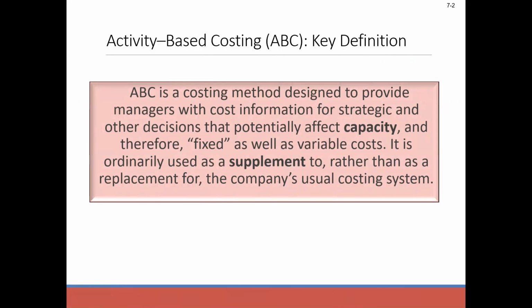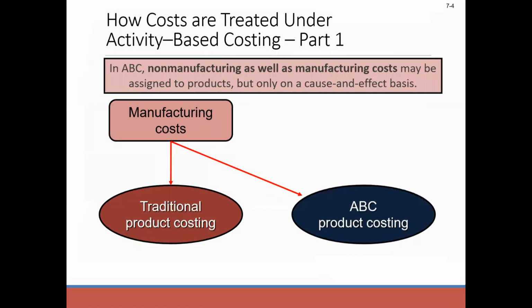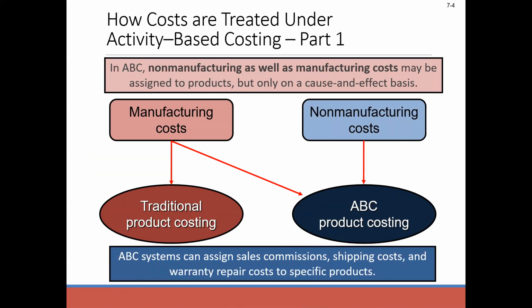So what is activity-based costing? Well, it's a method that's designed to provide managers with cost information for strategic decisions that potentially can affect capacity. It's ordinarily used as a supplement to rather than a replacement for the company's normal costing system. So we're going to take this chapter and really look at how this activity-based costing works and how it's different.